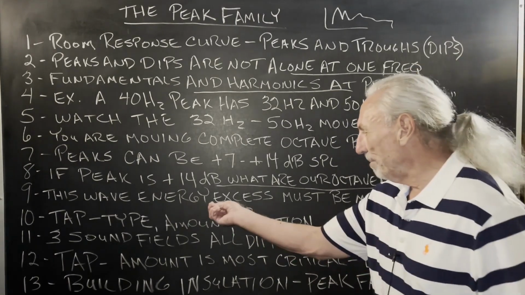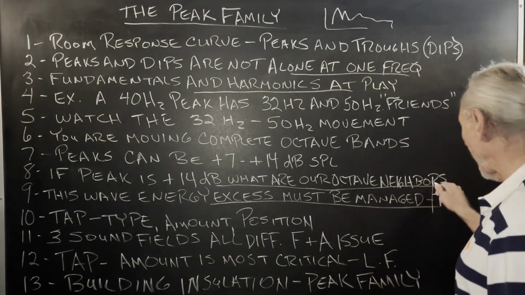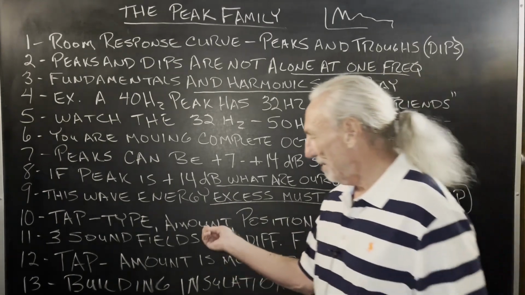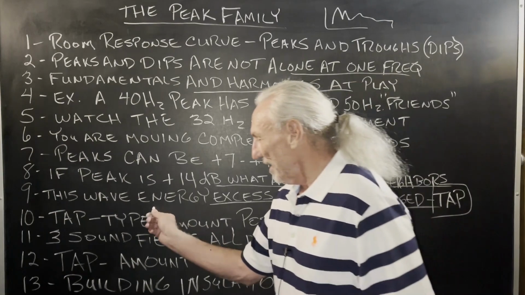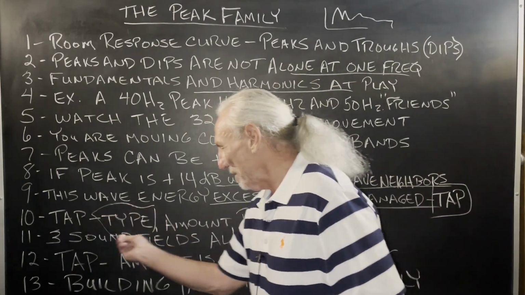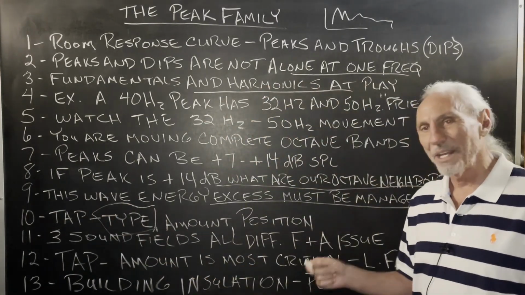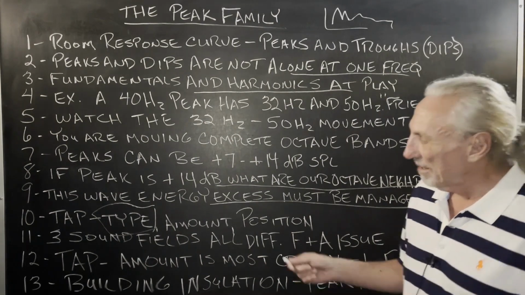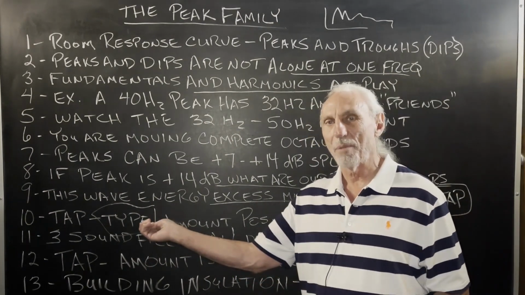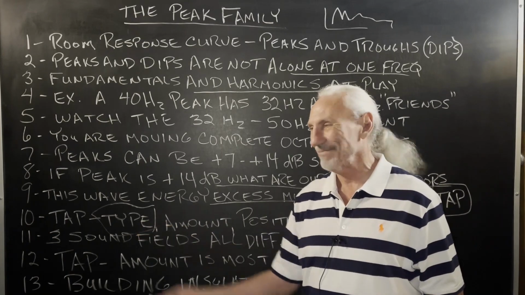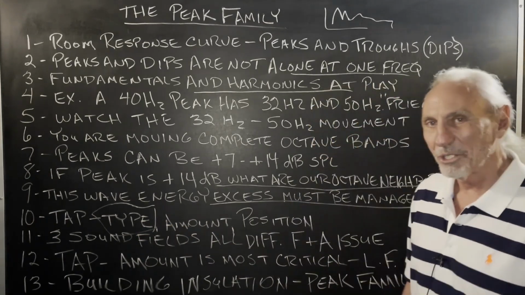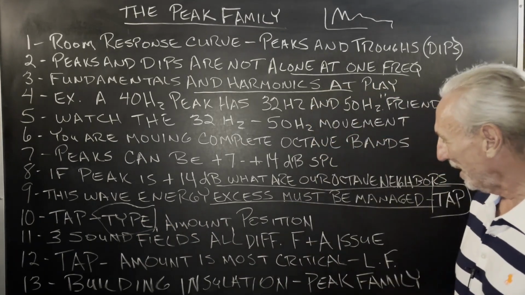So you must manage it with what we call TAP: type, amount, and position. This is a big error most people make. One, they can't identify the problem. And if they do identify the problem, they use the wrong type of treatment. So they're really kind of shooting themselves in the foot all the time.